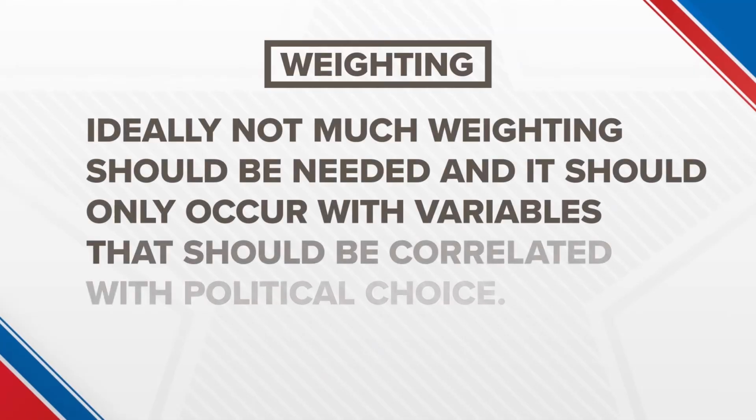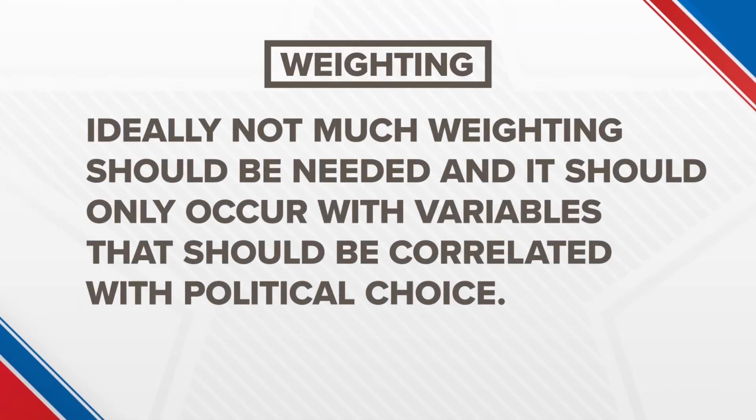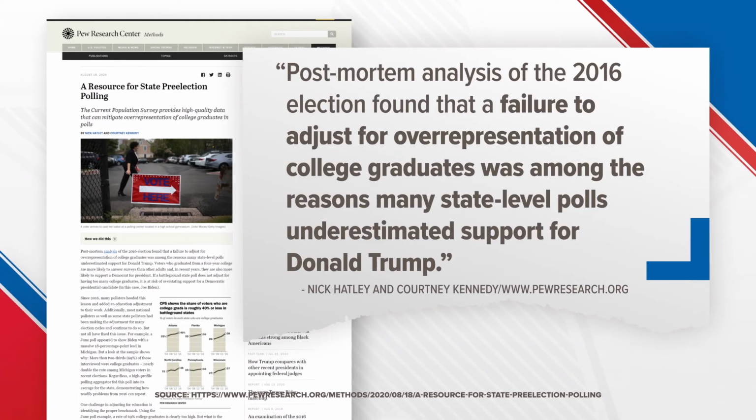Ideally, not much weighting should be needed, and it should only occur with variables that should be correlated with political choice. One aspect that some pollsters still don't weight, but the best do, is education. Not weighting for education is found to be the main reason for slightly higher polling errors in swing states in 2016, particularly in the Midwest. That, and not the so-called shy Trump voter effect, was crucial there. If you're interested, there's more on that in my upcoming bonus episode called The Myth of the Shy Trump Voter.